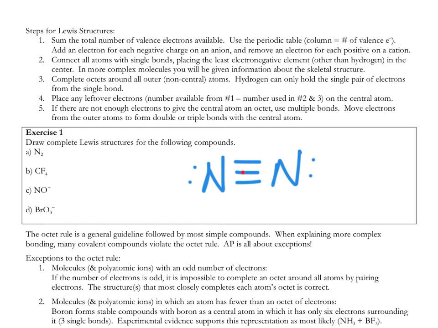I started by filling this with 8, filling that with 8 after they were connected, but that used too many electrons. So I had to move electrons from the outer atom, or from these atoms, and make double or triple bonds until I've used the correct number, and each thing has 8.